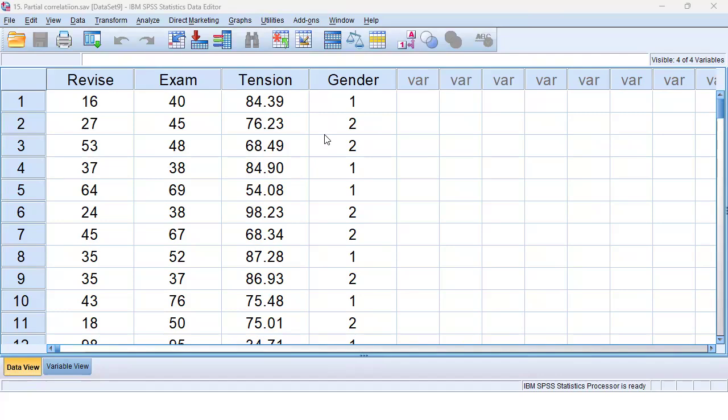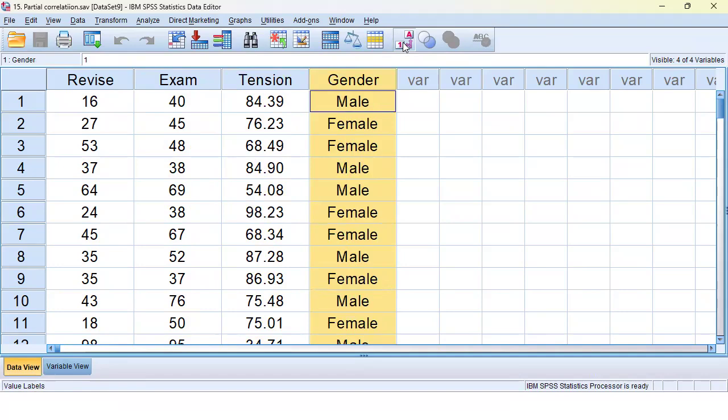So here we have four variables. One is revision time in this case study. The other is exam performance, and then exam tension, and gender. Gender means male and female.